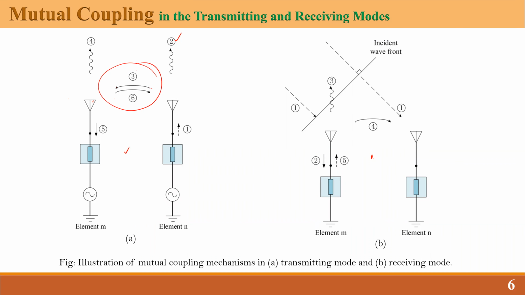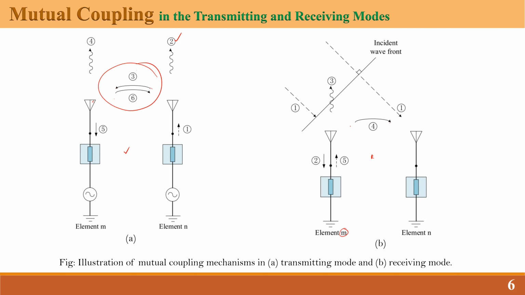A similar thing can be seen whenever the antenna is working in receiving mode. The mth element antenna receives some of the signal, some signal goes over here, some of the signal is scattered like this, and some of the signal goes like this.